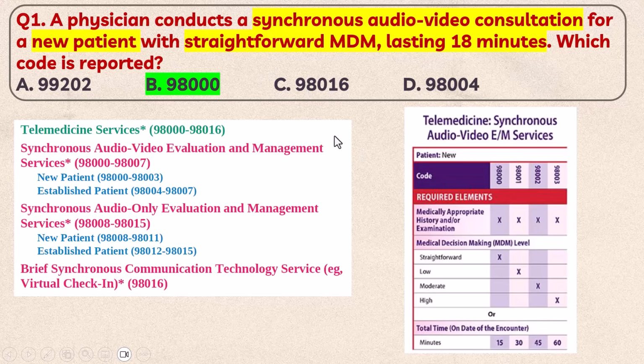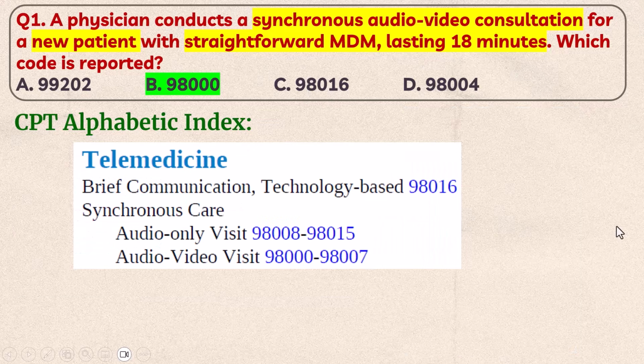Or else you can use the table, that is telemedicine synchronous audio video EM service. This is straightforward. So you can go to the straightforward and it will lead you to the code 98000. If you want to use the alphabetic index, go directly to the main index term, that is telemedicine, and again go to the synchronous care audio video visit. It will lead you to the following code series. Again, come back to the tabular list and confirm the answer. Once you confirm, the correct answer will be answer B.